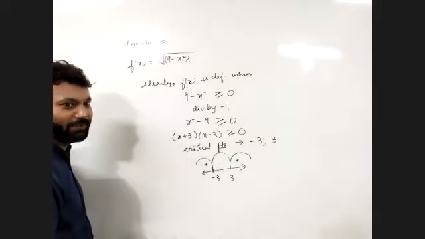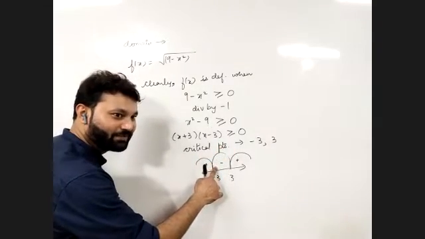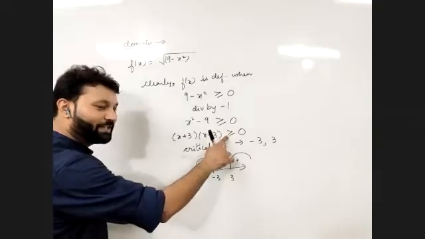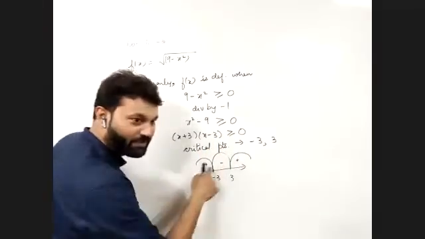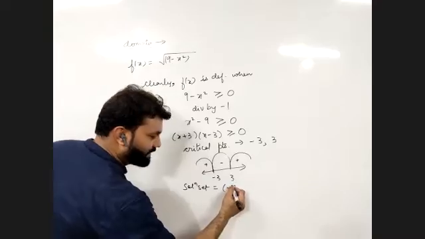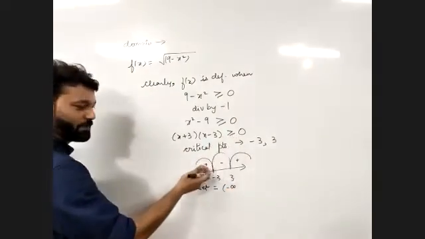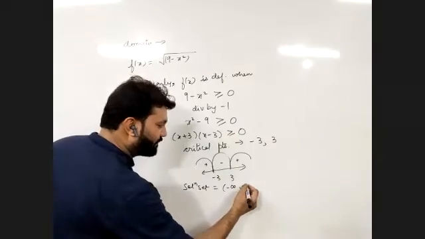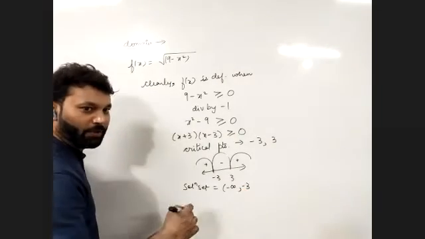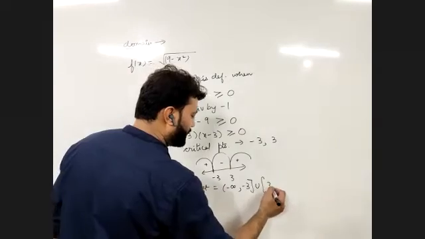Greater than equal to 0, clearly negative region. Navya, you are not paying attention. Greater than equal to 0 means positive, so positive region. So what will be the solution set? You don't even need to look. Greater than equal to 0, this is positive. So this will be minus infinity to minus 3, open or closed? Closed. Union 3 to infinity.